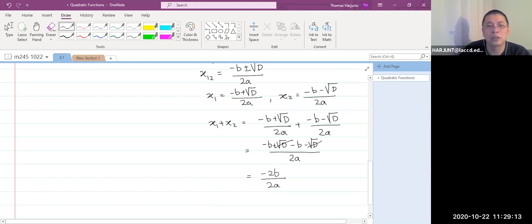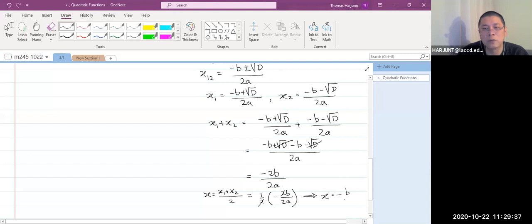Now the thing is, the axis of symmetry is the midpoint of those zeros. So it's basically 1/2 times negative b over 2a. So we can use this formula: the axis of symmetry is given by negative b over 2a if you have the general form.